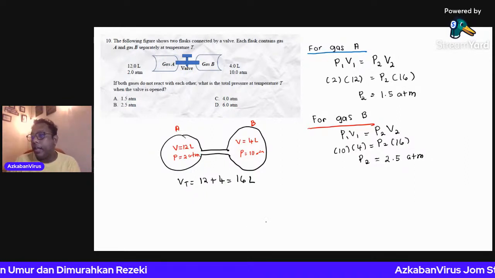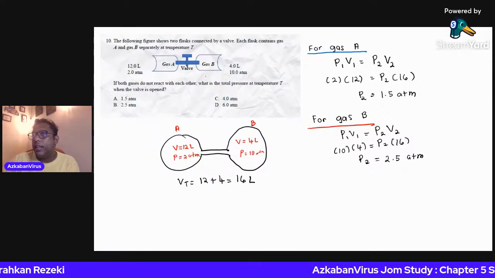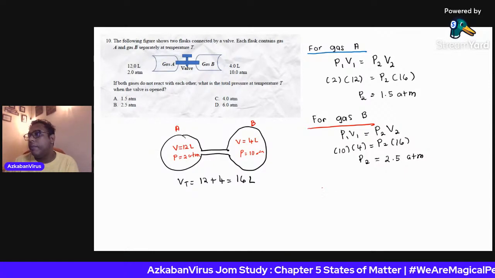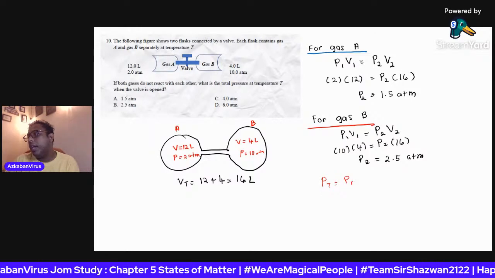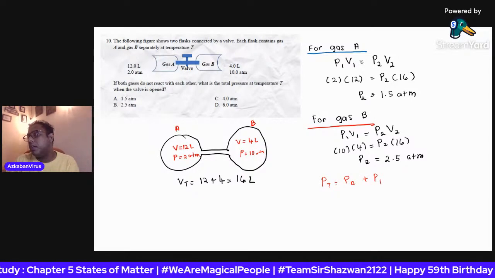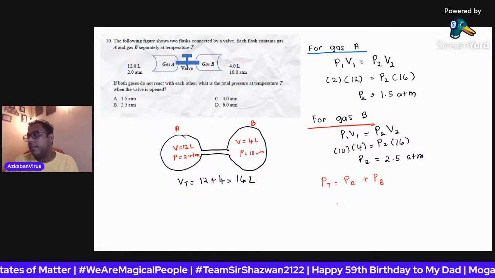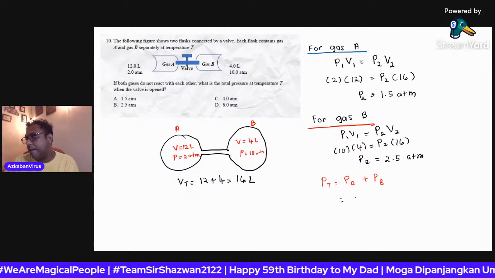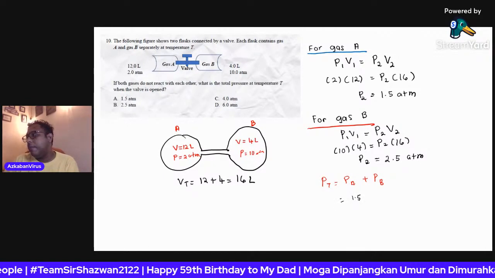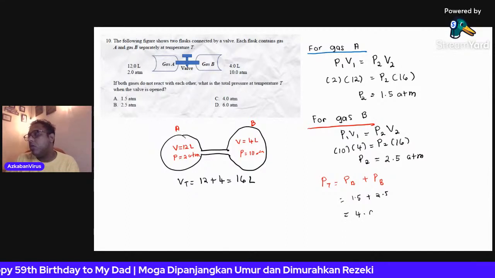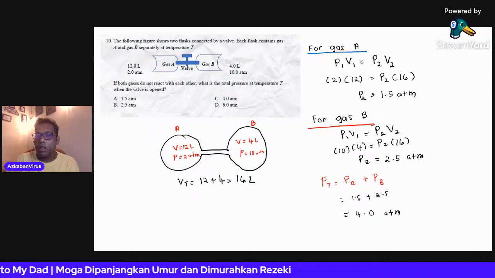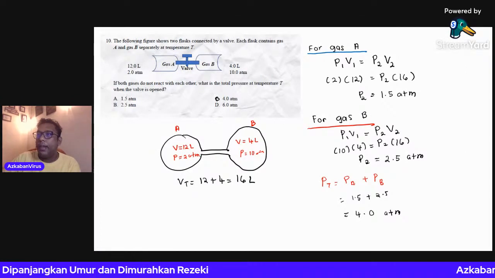Okay. So dekat sini kita dapat pressure yang baru. So bila kita dah minta total pressure P total, dan since dia kata does not react, so kita assume dia based on Dalton, P total is equal to PA plus PB. Okay, ni sama dengan 1.5 atm tambah dengan 2.5 atm. So yang akan dapat ini sama dengan 4.0 atm. Okay, so ini jawapan dia C.